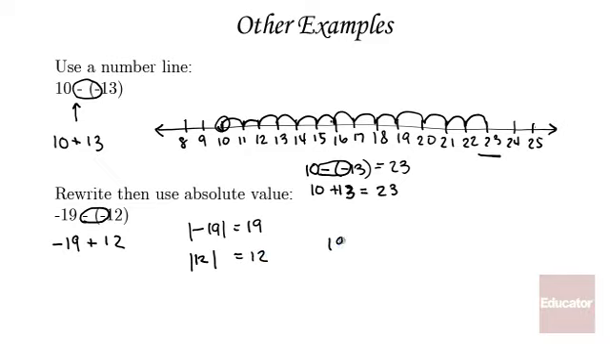Subtract the numbers. 19 minus 12 is 7. And then I'm going to go back and see which number had the larger absolute value. Negative 19 did, with the absolute value of 19. And negative 19 in the problem has a negative sign. So my final answer will be negative 7. So negative 19 plus 12 is negative 7.